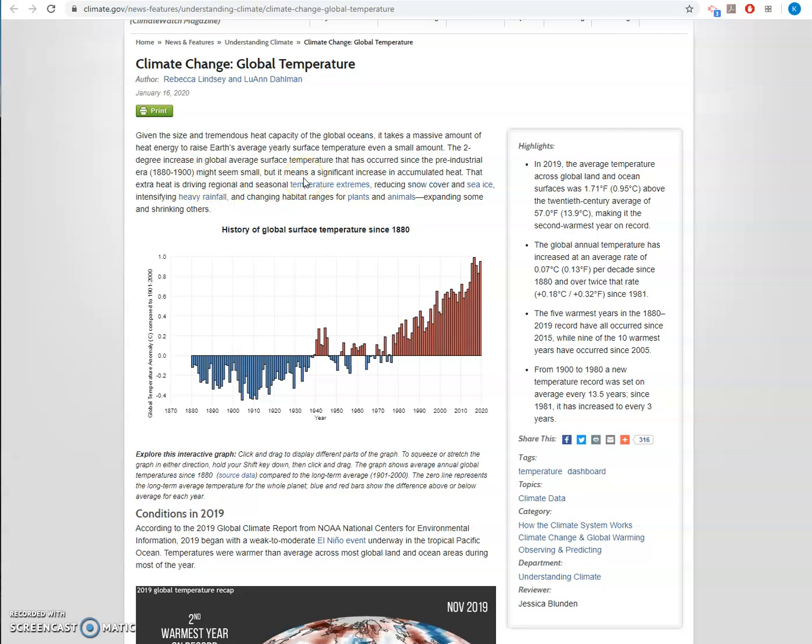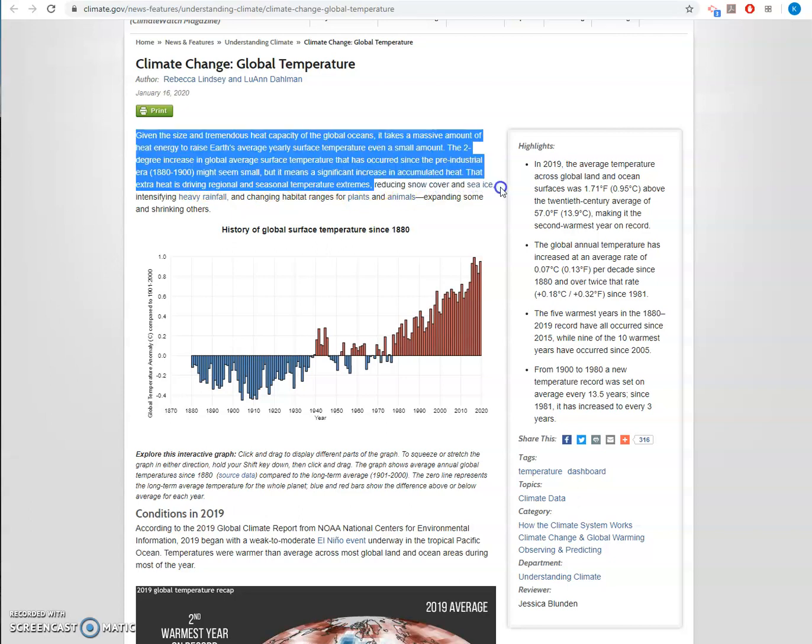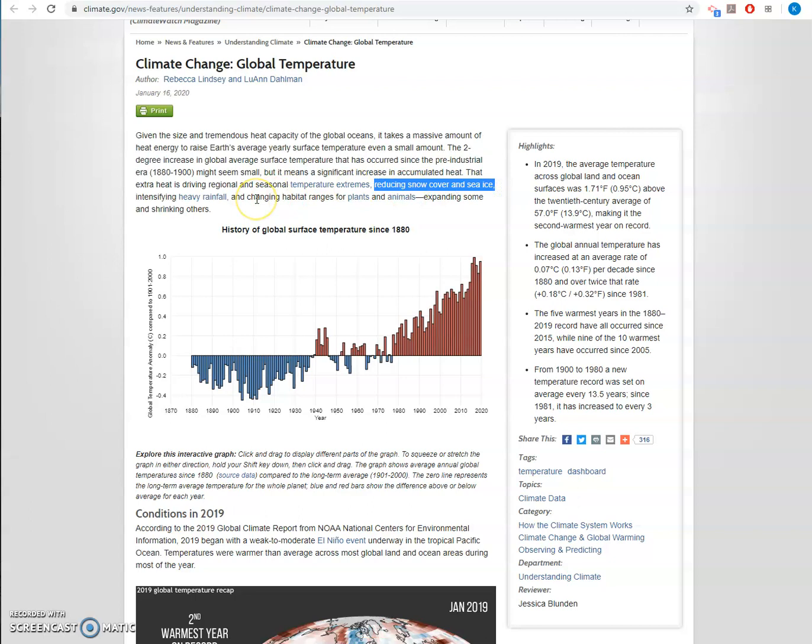So this extra heat is causing regional and seasonal temperature extremes. You guys have seen that in your lifetime. It's lowering our snow cover and our sea ice, which is places where there's permanent snow or ice, right? It's making heavy rainfall more intense. It's changing habitats and things like that. Okay, so let's look at the highlights before we look at the graph.